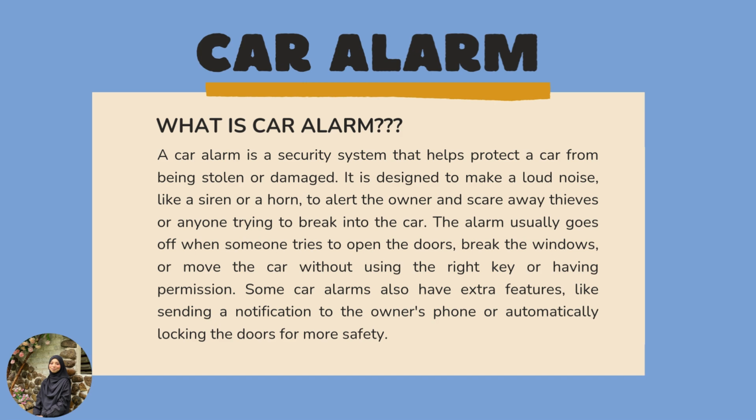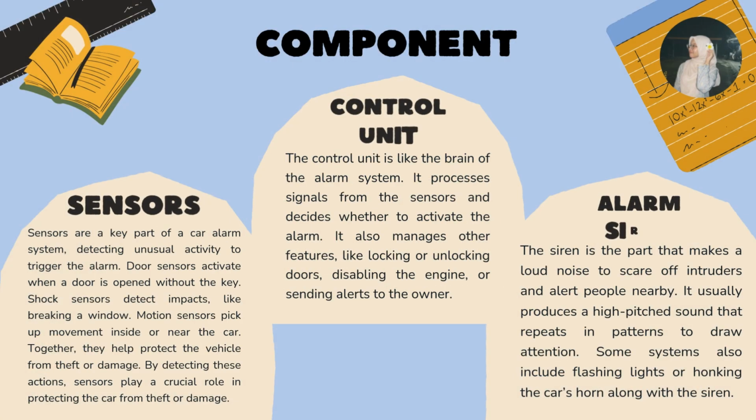Some car alarms also have extra features like sending a notification to the owner's phone or automatically locking the door for safety. So now, let's take a look at the three main components in a car alarm system. Firstly, we have sensors.